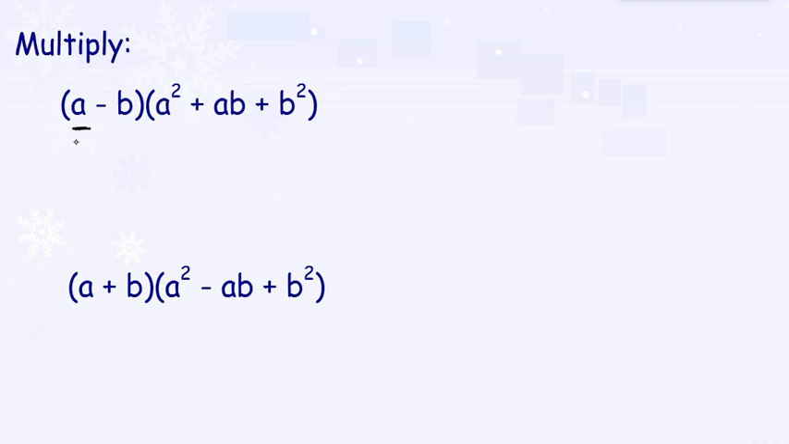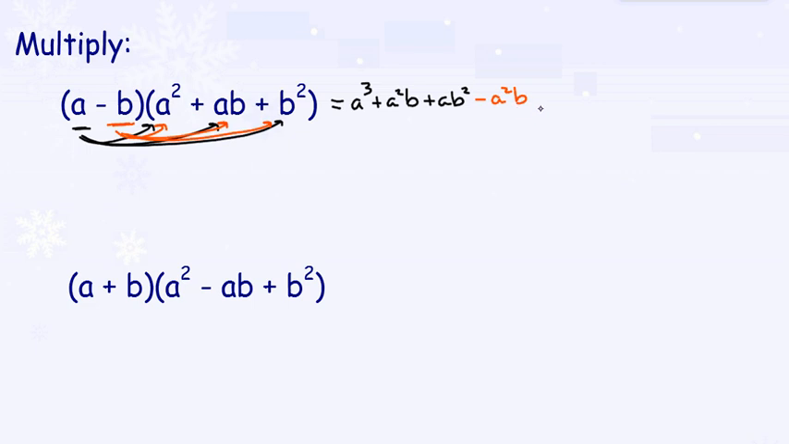I'm going to take a and multiply it by all three of the terms in the second polynomial. And that gives me a cubed plus a squared b plus ab squared. And then I'm going to move on to the second one and multiply the negative b by all three terms in the trinomial. And that gives me negative a squared b, minus ab squared, and then minus b cubed. And then I'm going to combine the like terms.